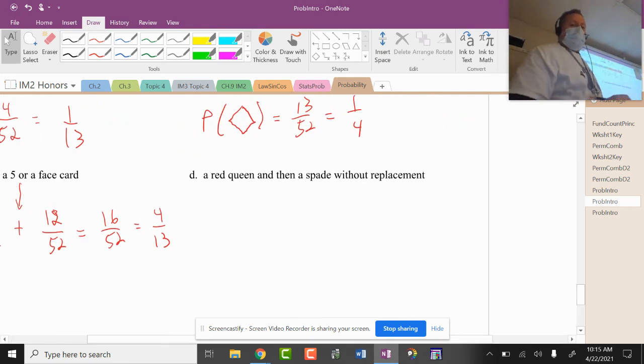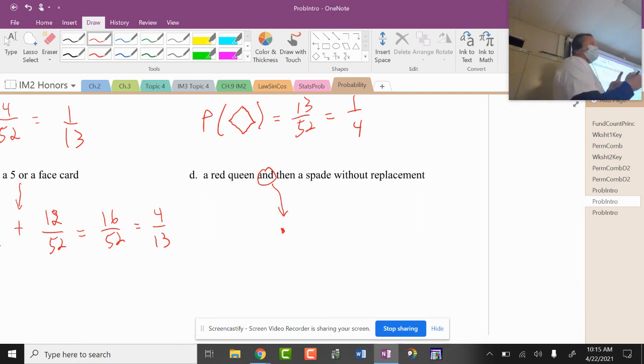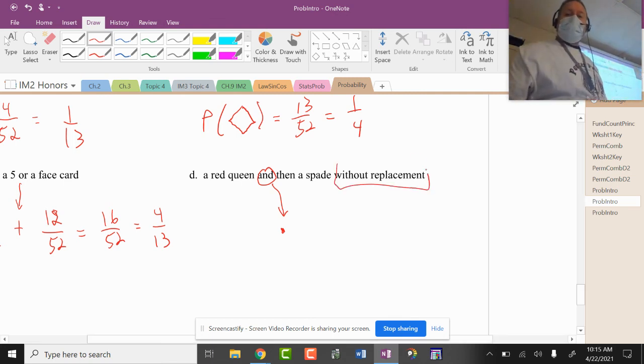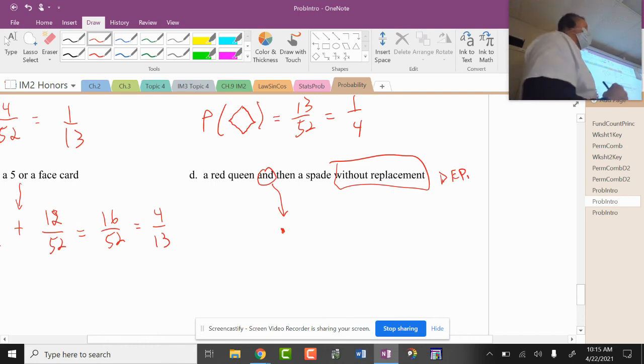Same thing with this one, but what does the word and mean? Multiply. How many cards are you going to have in your hand when you're done? 2. That's the difference between or and and as well. I'm getting this card, and then I'm also getting this card after I got this card. So things might be dependent. And when it says without replacement, that means this is a dependent scenario. That means the second is affected by the first.